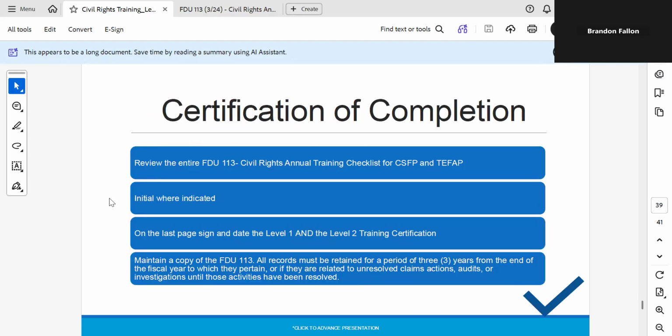Certificate of completion. Review the entire FDU 113 Civil Rights Annual Training Checklist. Initial where indicated. On the last page, sign, date, the level 1 and level 2 training certification.